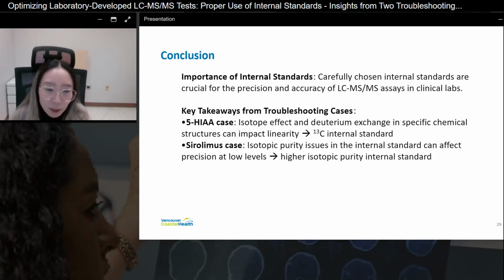And going forward, the take-home message is to be mindful of isotope effects, carefully review the data, and consider carbon-13 labeled internal standards over deuterium labeled internal standards if they are available. And by focusing on these details, we can actually continue to improve the performance of our mass spec assays.